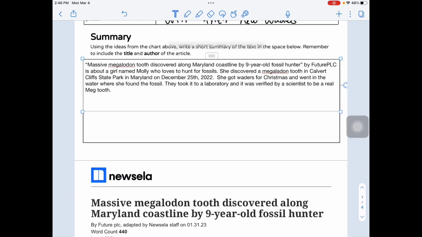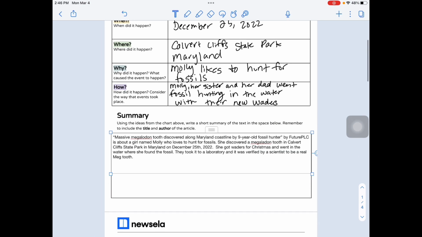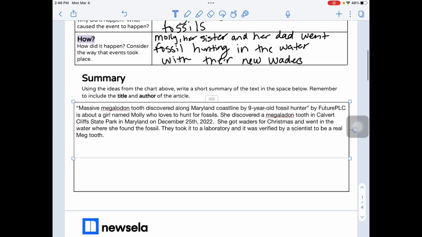And that is my summary. I really just used the information I had put above to make complete sentences. And when I read it back to myself, I ask myself, would somebody who had not read the article get the full picture of the most important details from the article? And I think the summary does the job.